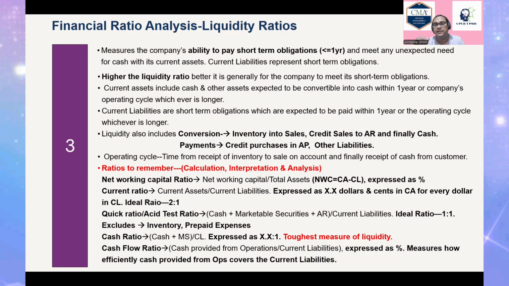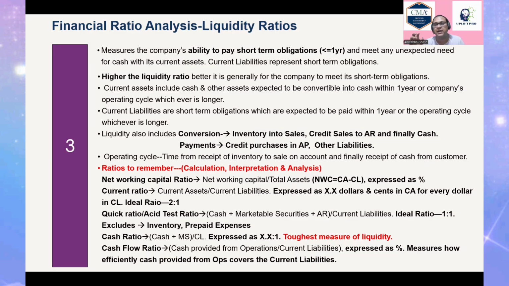Quick ratio or acid test ratio: this is a bit more stringent version of the liquidity ratio than the current ratio, because here, if you see, we are taking as a numerator cash plus marketable securities plus accounts receivable, and we are ignoring inventory and prepaid expenses. The denominator remains the same, current liabilities. The ideal ratio is 1:1. Coming to the cash ratio, it is the strictest version of the liquidity ratio because it's the toughest measure of liquidity, as we are only considering cash and marketable securities, MS, in the numerator, divided by current liabilities.